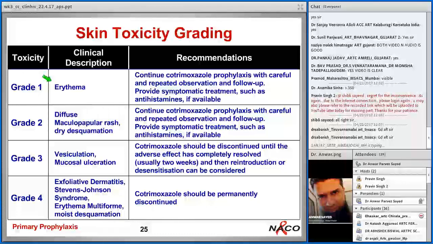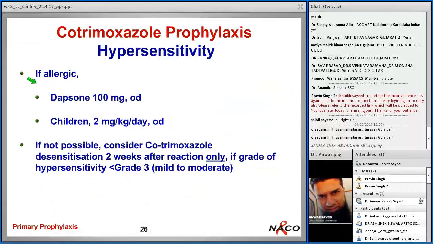But in case there is vesiculation or mucosal ulceration, that is, mucosal involvement, that is grade 3, the use of Cotrimoxazole should be discontinued until there is complete resolution within a couple of weeks, and reintroduction with desensitization can be considered. But if there is any grade 4 toxicity like exfoliative dermatitis, Stevens-Johnson syndrome, that is SJS, erythema multiforme or moist desquamation, then Cotrimoxazole should be permanently discontinued. This is actually a general rule for any toxicity, in fact.